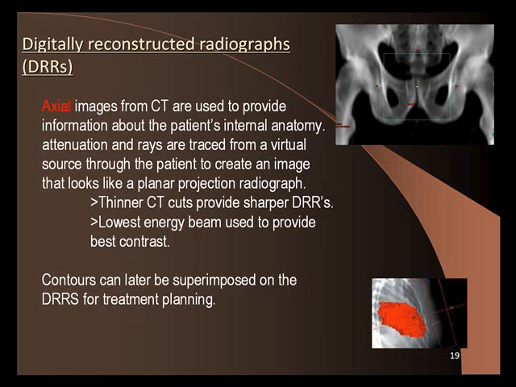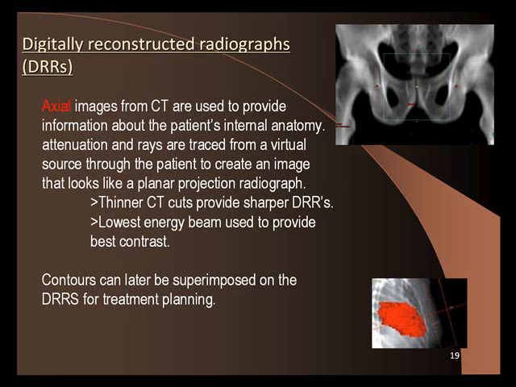Okay. So axial images from CT are used to provide information about the patient's internal anatomy. Attenuation and rays are traced from a virtual source to the patient. The virtual source is the source of X-rays, so the target, that's the virtual source, to create an image that looks like a planar projection radiograph.